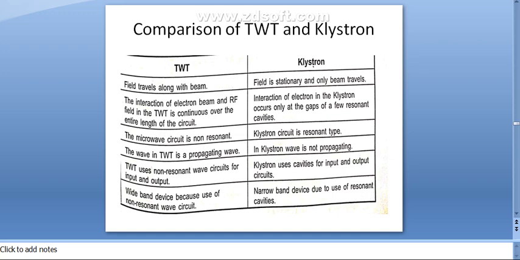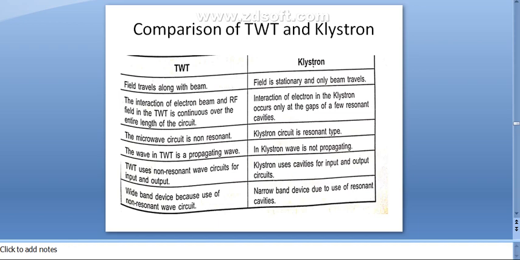If you see the comparison between TWT and Klystron, in the TWT the field travels along the beam, but in the Klystron the field is stationary and only the beam travels. In the TWT the microwave circuit is non-resonant; in the Klystron it is resonant type. The wave in the TWT is a propagating wave; in the Klystron the wave is not propagating.